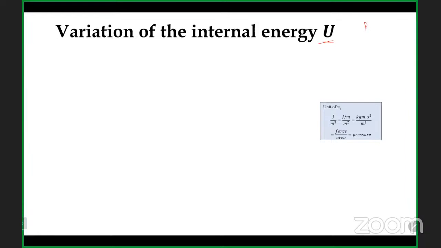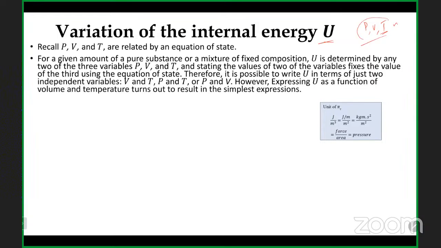Variables of state are P, V, and T, number of moles, and so on. The variables of any state can be related by what we call an equation of state. An example is PV equals nRT, which is our equation of state for the ideal gas.